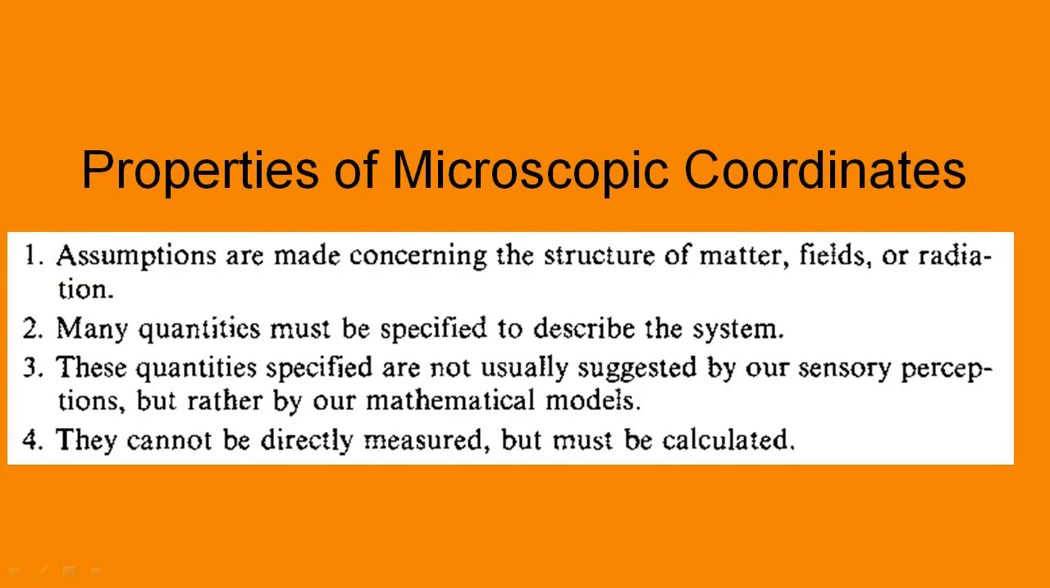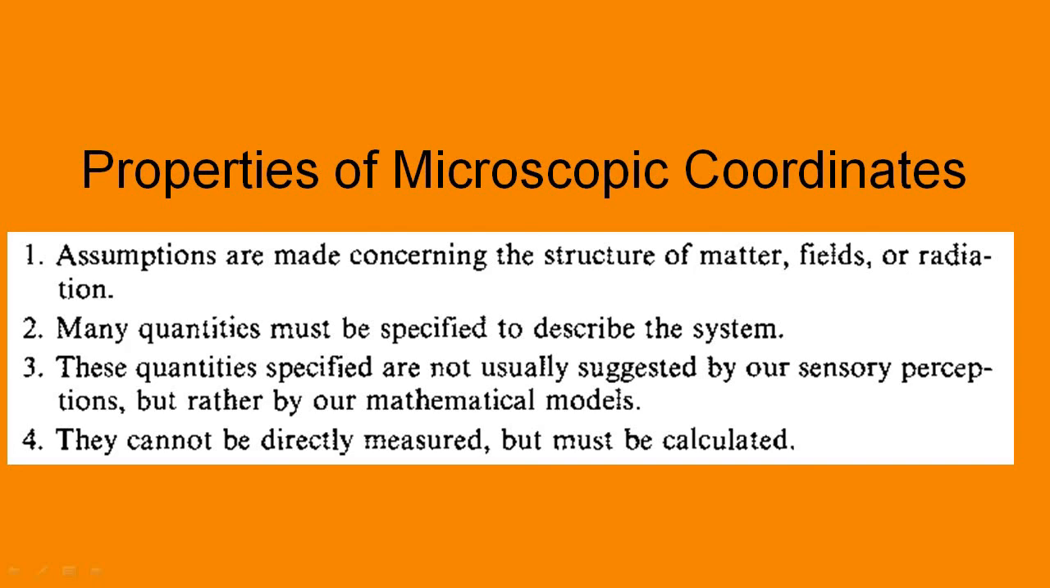And regarding the properties of microscopic coordinates, assumptions are made concerning the structure of matter, fields or radiation. There we are interested in the structure, that means we must know the molecular properties. Many quantities must be specified to describe the system, and these quantities are not usually suggested by our sensory perceptions, but rather by our mathematical models.